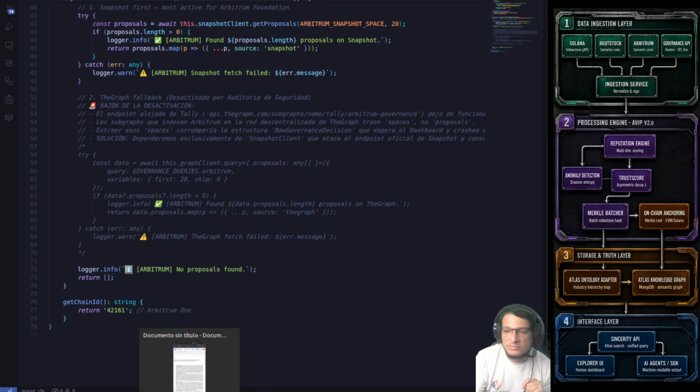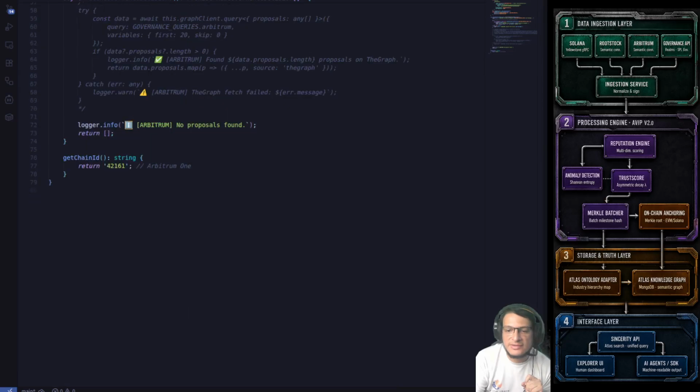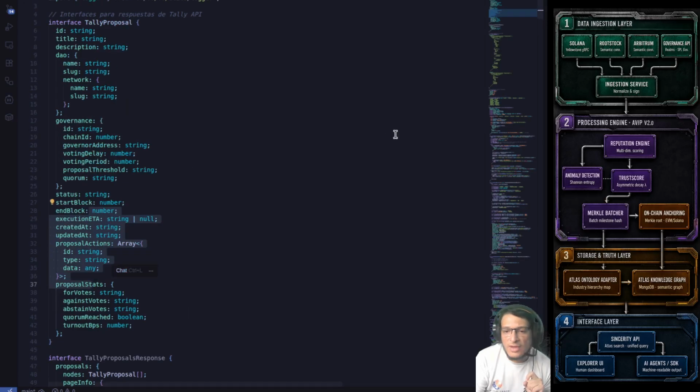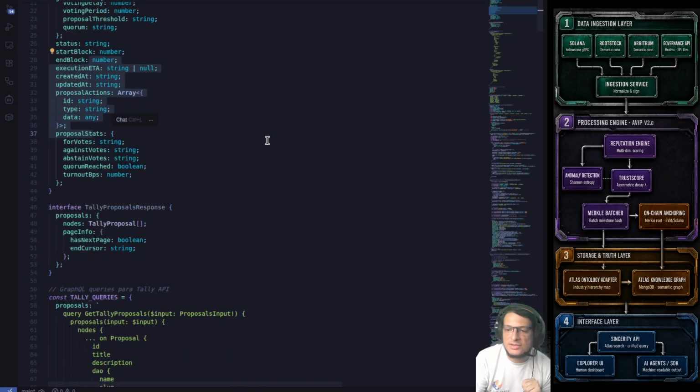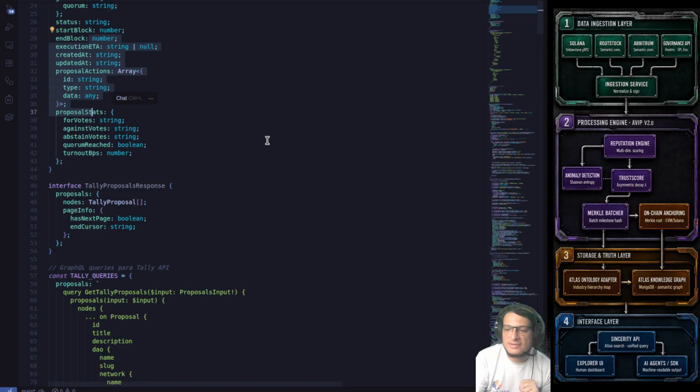Another important file for this buildathon is the Tally connector.ts, which is the governance interpreter. While Arbitrum has its own connector, much of this heavy governance activity happens on Tally. This file is a high-level connector that utilizes GraphQL to extract proposals, votes, and execution status. It is a masterpiece of data engineering because it doesn't just fetch data, it performs type normalization.